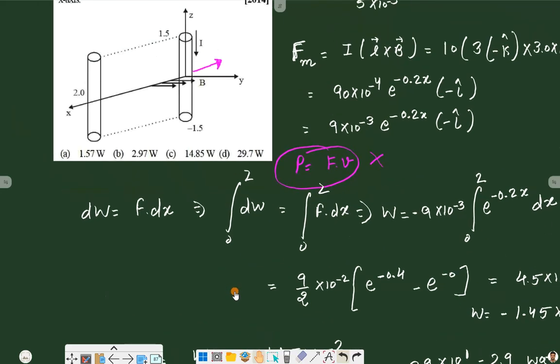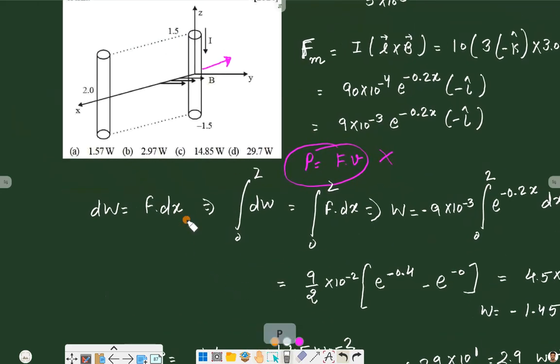And here is option B. It will be the right answer here. Moving to the next question.